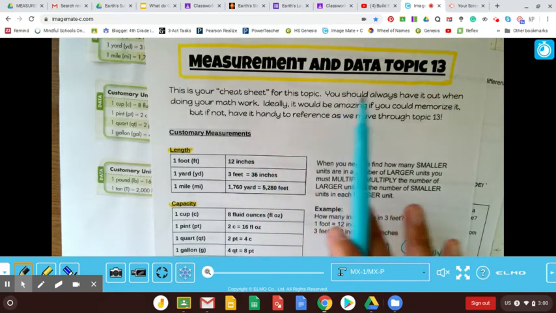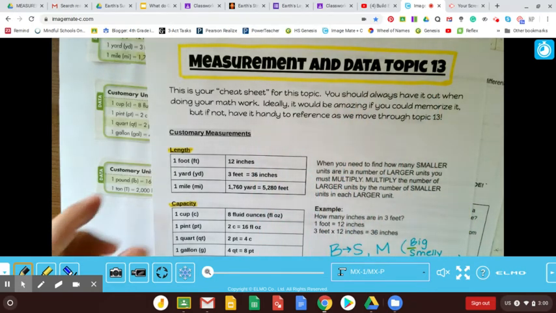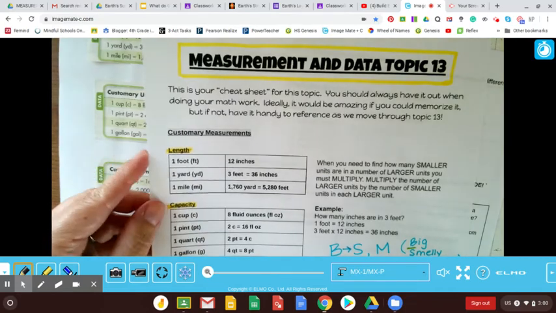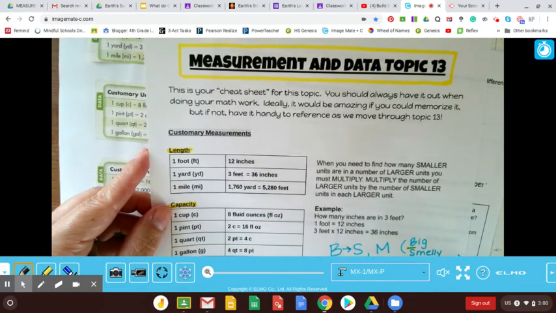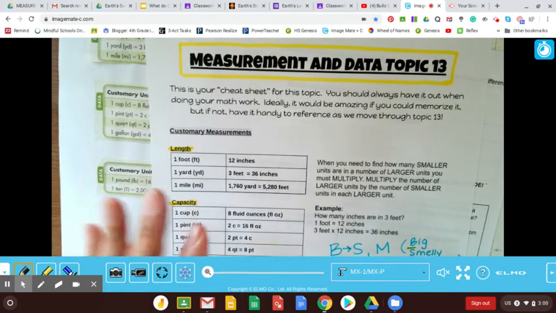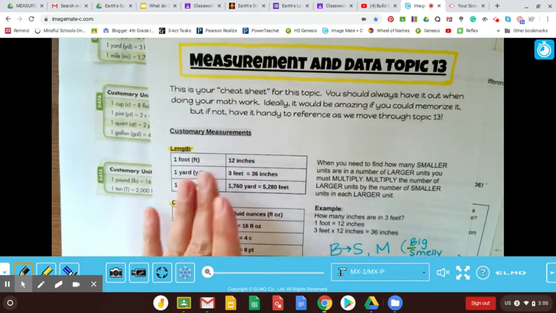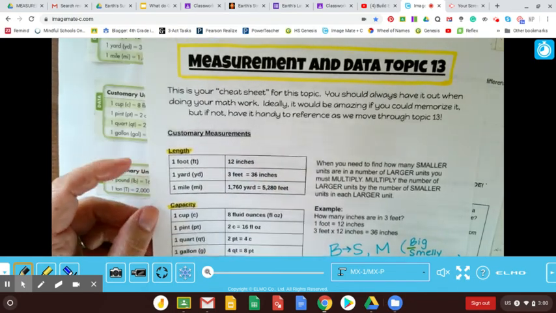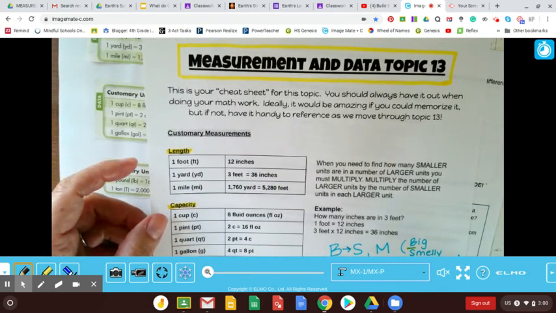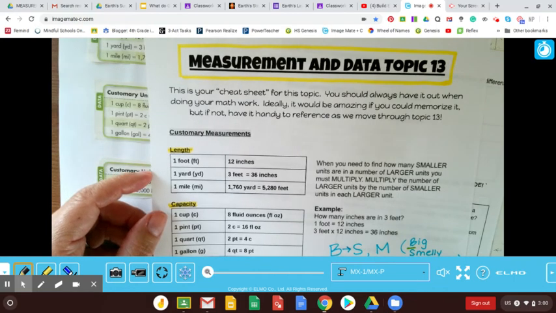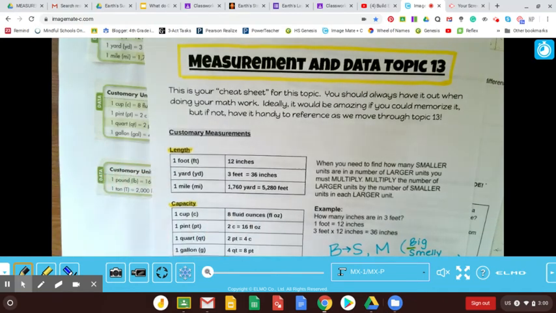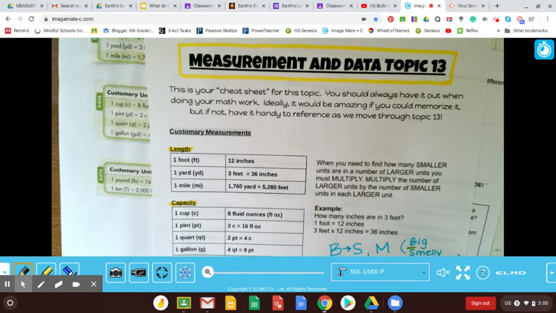The next thing I want to talk about really quickly before we start the actual lesson is the measurement and data topic 13 cheat sheet. I also attached this to today's assignment, and I also attached it to the email that I sent your parents. If nothing else, if you could at least either print this out or copy it down, this is probably the single most important piece of paper for this topic. You're allowed to use this cheat sheet for any quizzes, any tests that we have in this unit. So it really is going to become something that you refer to often.